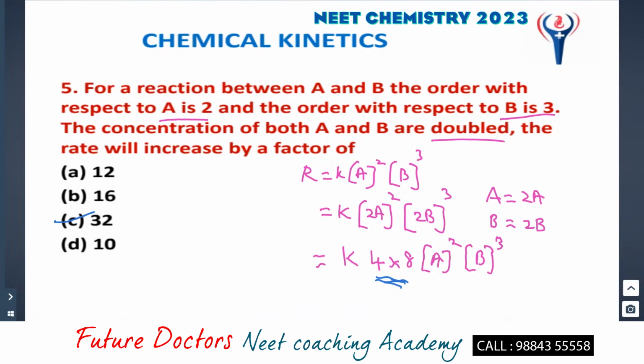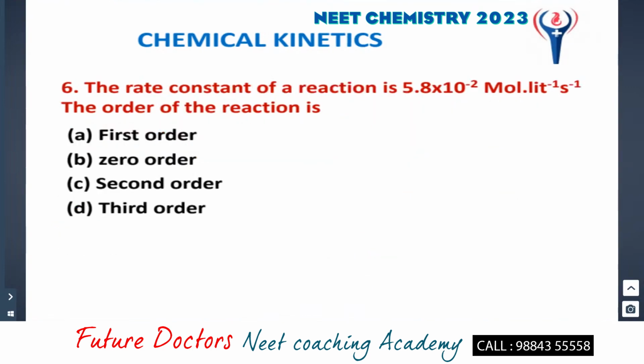Next one. Simple one. The rate constant of a reaction is given. Then they ask the order of the reaction. Only the rate constant is given, but they are asking to find the order. How to find it? From the unit of the rate constant we can find the order of the reaction. One formula is there. What's the formula?